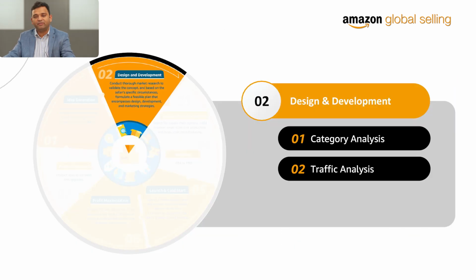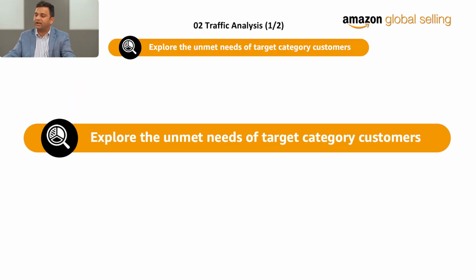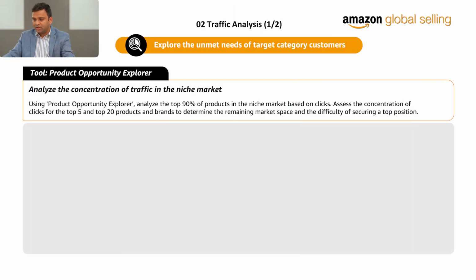Next, we will do traffic analysis. We will explore the unmet needs of target category customers. We will use the product called Product Opportunity Explorer. Go to Growth and then into the Product Opportunity Explorer. Using Product Opportunity Explorer, analyze the top 90% of the products in the niche market based on clicks. Assess the concentration of these clicks of the top 5 and top 20 products to determine what is the remaining market space and how difficult it is to crack into that market.